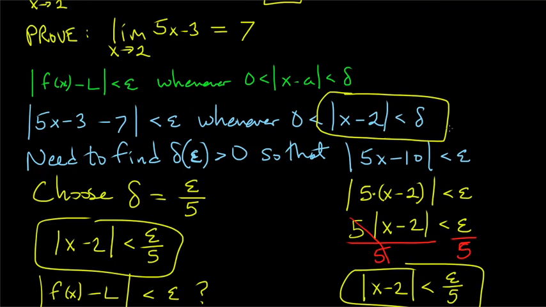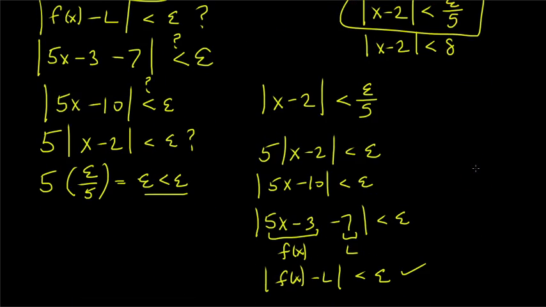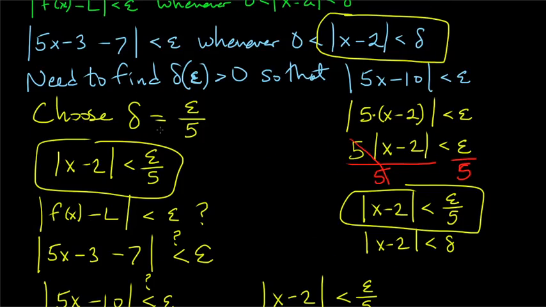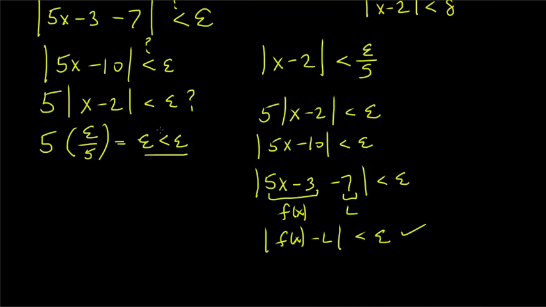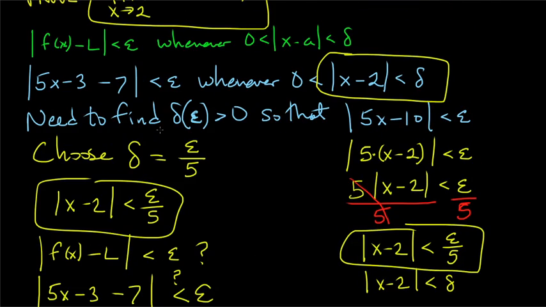Okay. So there you go. We just proved that the limit as x approaches 2 of the function 5x minus 3 has to equal 7. If you didn't follow all that, don't worry about it. This is not that big of a deal.